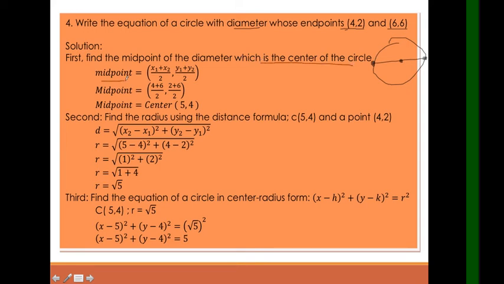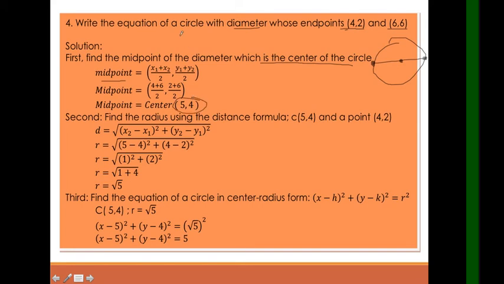By using the midpoint formula, we have (x sub 1 plus x sub 2) over 2, comma, (y sub 1 plus y sub 2) over 2. So we have x sub 1, which is 4, and x sub 2, which is 6. So 4 plus 6 is 10, divide 2 is 5. So we have y sub 1, 2, and y sub 2, 6. So we have 2 plus 6, 8, divide 2, 4. So the center is (5, 4).